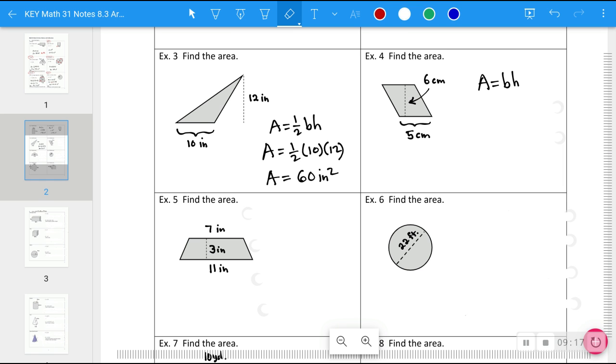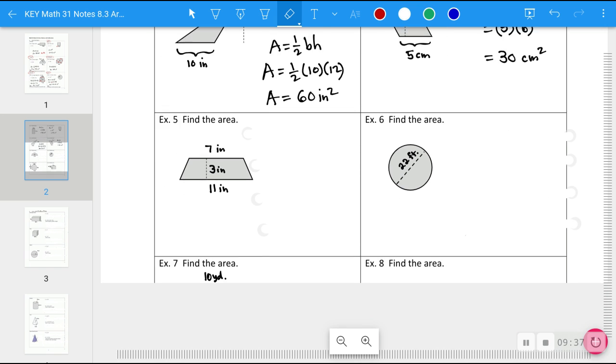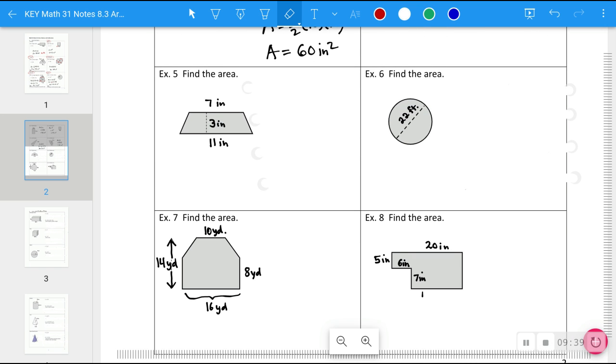It's just simply the base times the height, so 5 times 6. And I'm going to take the opportunity again to tell you that this base and this height have to form a 90 degree corner. They can't be at any other angle in order to qualify as the right values. So 5 times 6 is 30, so 30 square centimeters of area. Okay, we've got 4 more examples here.